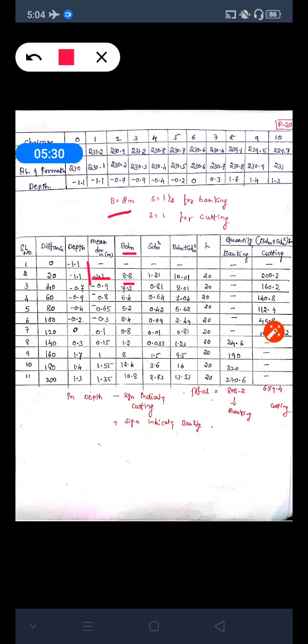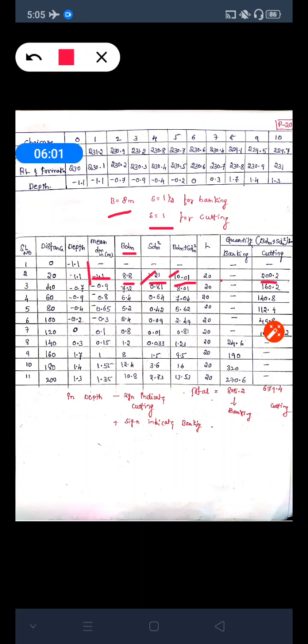So for a negative value, what is the slope? That is cutting, S equals 1. So 1 into 1.1 square, I got 1.21. Then, in order to get the total area, I added 8.8 plus 1.21 and got 10.01. That is the total area. Then I multiplied the total area by 20, and I got the quantity, that is 200.2.